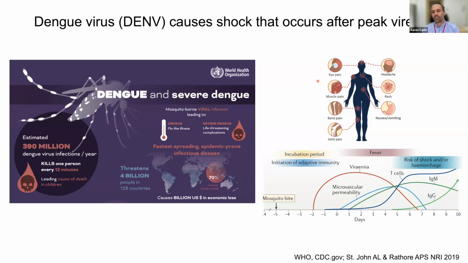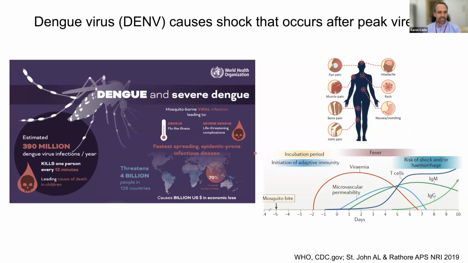And really that shock occurs after peak viremia. So the virus peaks, and as it's falling due to the introduction and increase in adaptive immune responses like IgM and T cell responses, it's during that fall in viremia and increases in adaptive immunity that you see the risk of shock develop in these individuals. And so understanding how the immune system can cause or contribute to shock is also a really important question that we're interested in answering.